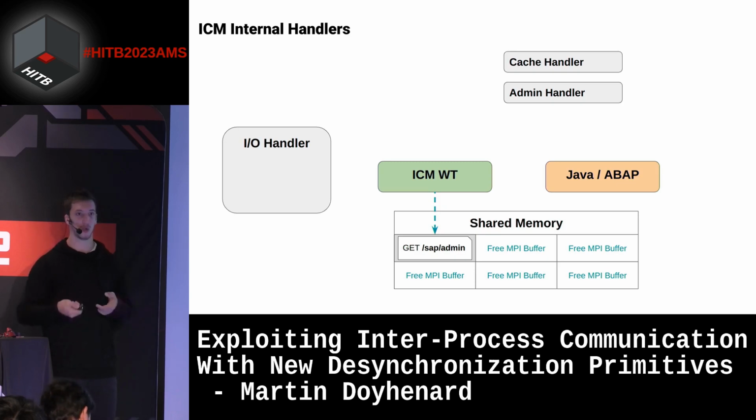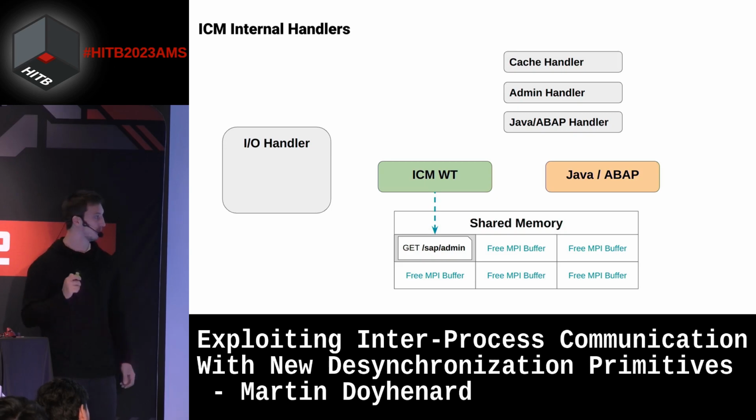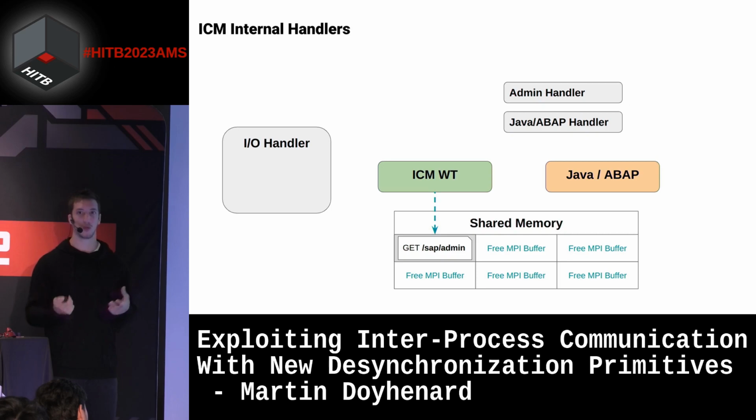The cache handler, as I say, is always called. Then in this case, the admin handler, because the URL starts with /SAP/admin. And then, as always, the Java or ABAP handler, depending on the stack. So when internal handlers are called, they are called in order. First, the cache handler. In this case, let's say it fails to resolve the request, so it's removed. Then we have the admin handler.